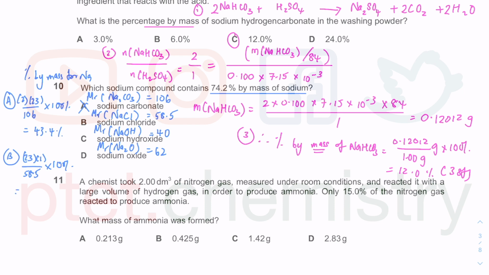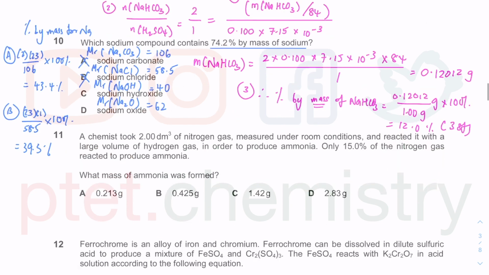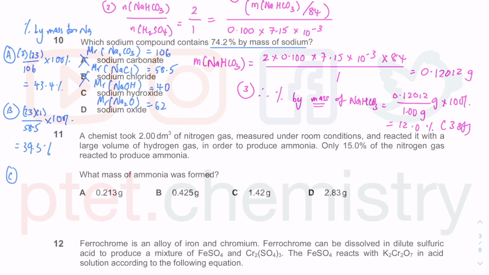I get 39.3%. So again, B is not the answer. Sodium hydroxide, so I have 1 sodium again, 23 over 1 divided by 40 times 100%. I get 57.5%. So C is not the answer. Without even checking, I know D must be the answer.